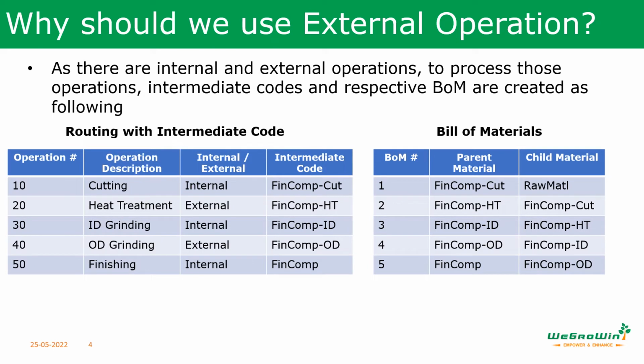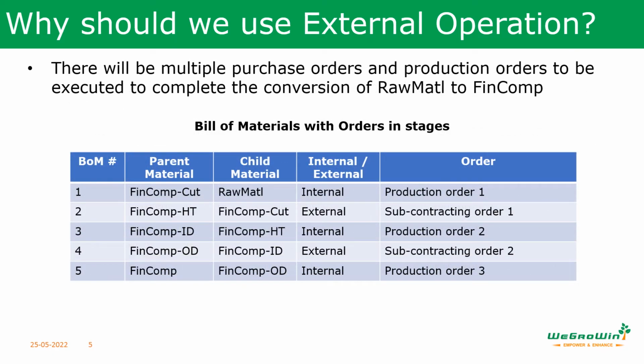Now, because there are some internal and external operations, individual material codes are created. For example, for the first operation, cutting, a code called FinComp cut is created. For heat treatment, FinComp HD is created. Like this, components are created and assigned to the particular operation. If you take the bill of materials, there will be 5 bills of material. This is how they break the bill of material into 5 steps, assign them to different operations, and there will be multiple purchase orders to handle these things.